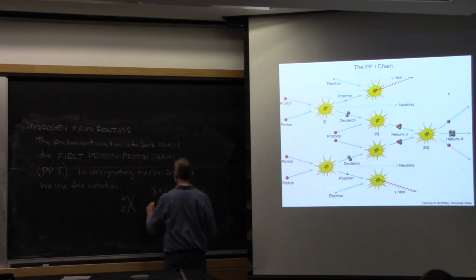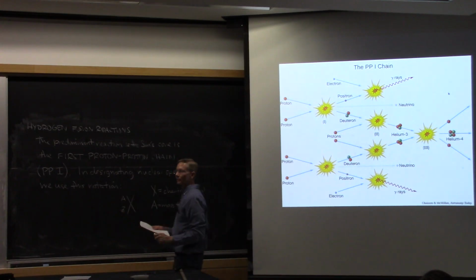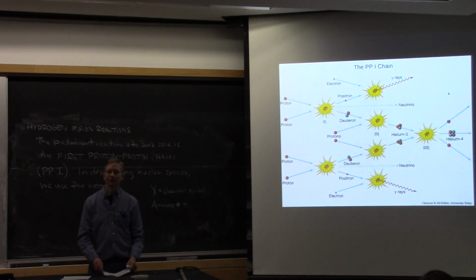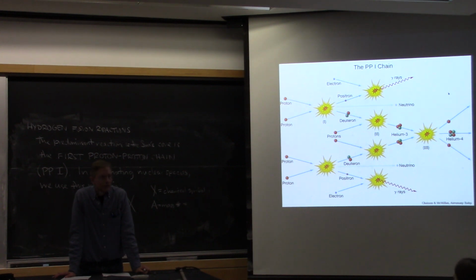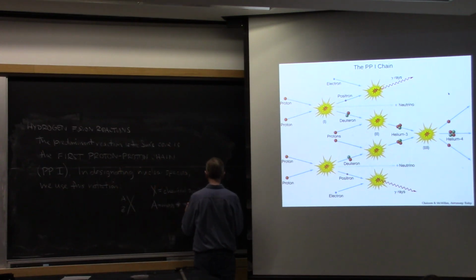A is the mass number. What's the mass number of a nucleus? Do you remember? For example, for helium-4, 4 is the mass number. It's the total number of protons plus neutrons. It's the total number of nucleons, so it equals the number of protons plus the number of neutrons.